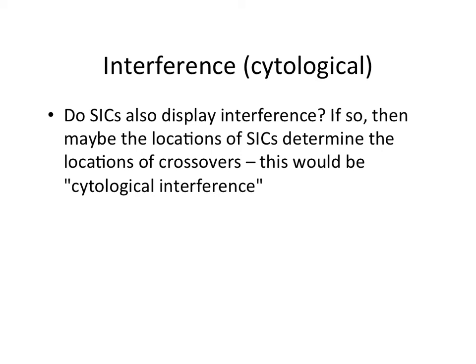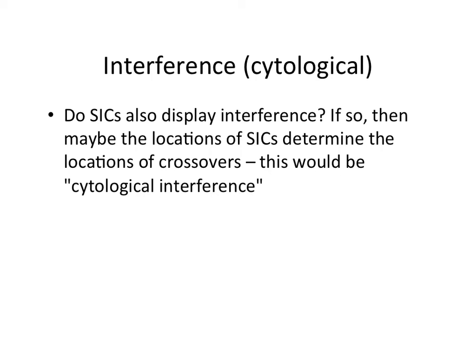That is, if you look along a chromosome, this might start looking familiar, if there are protein complexes where we can actually observe the locations of the SICs, maybe by looking for proteins like ZIP2, can we observe interference among these proteins? That is, if we see one here, is it more likely that the next one is far away on the chromosome than close?